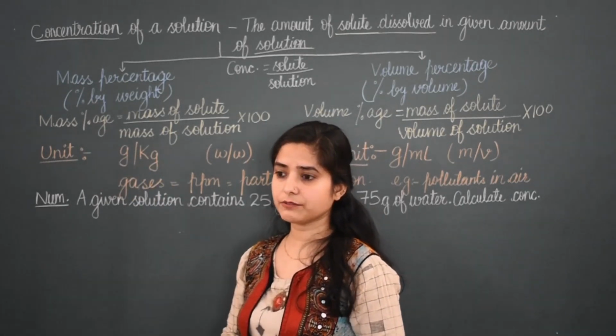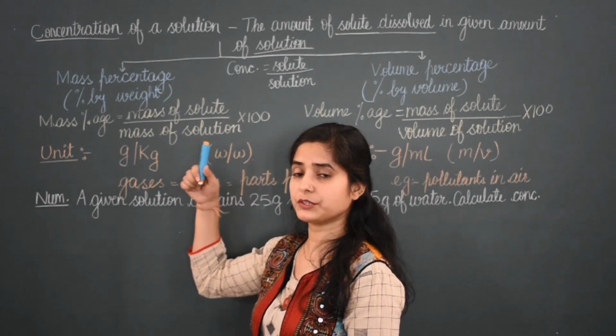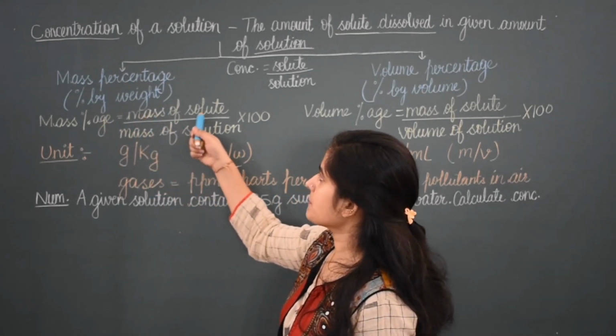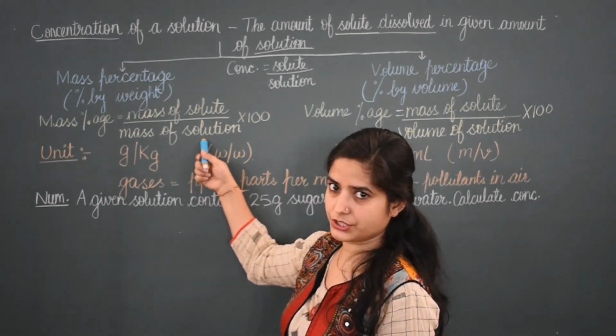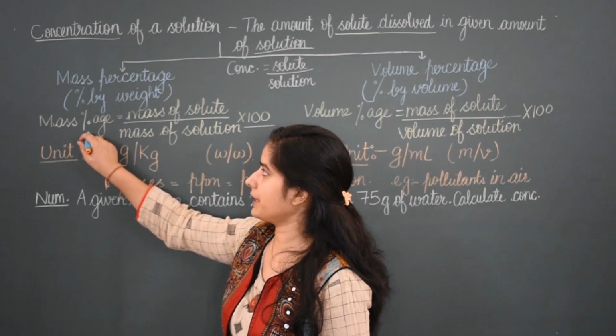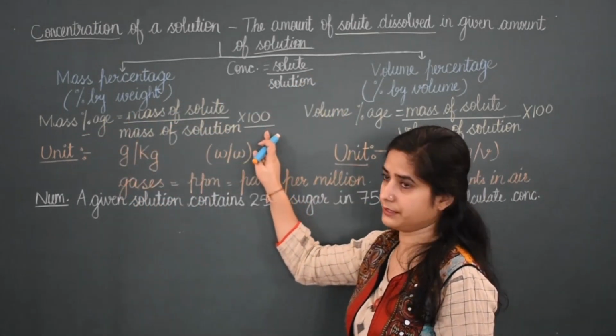When you are writing a formula, you have to write both the left hand side and the right hand side. So mass percentage is equal to mass of solute upon mass of solution into 100. This 100 we have used to find the percentage.